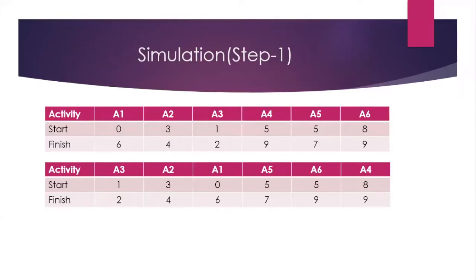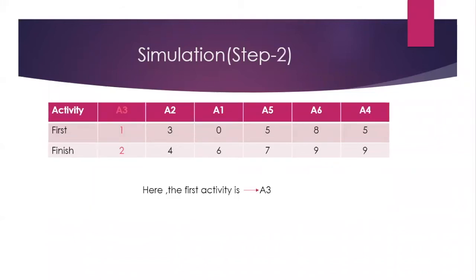Here, I am going to explain the simulation of the activity selection problem. In this slide, we can see two tables, and the first table is unsorted. The second table is sorted according to their finishing time in ascending order. As A3 has the least finishing time, A3 will be selected first. A3, A2, A1, A5, A6, and A4 have 2, 4, 6, 7, 9, 9 finishing times sequentially.